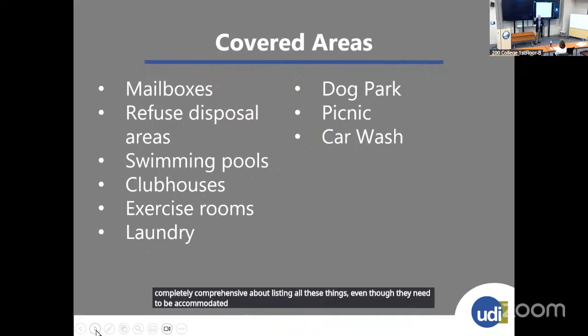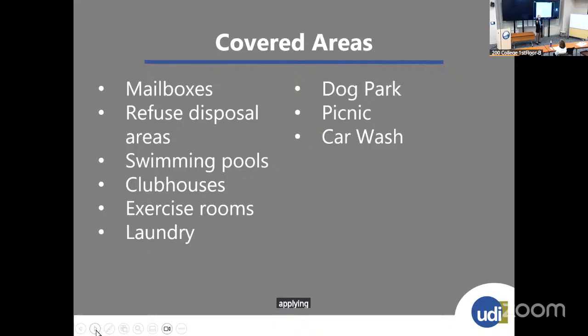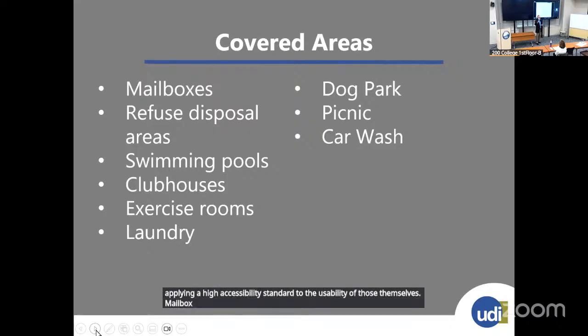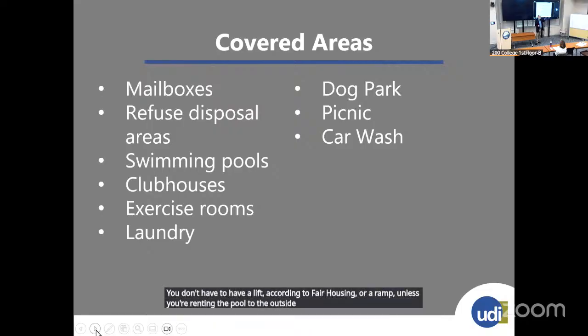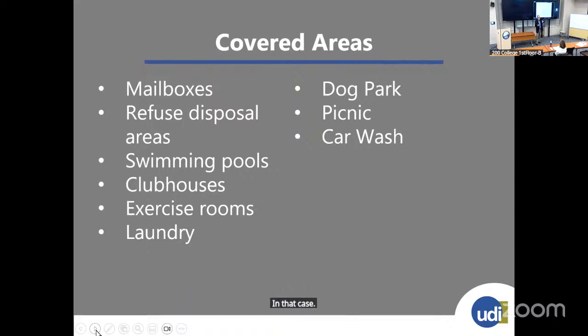And it's great on your access up to them and into them, not always applying a high accessibility standard to the usability of those themselves. Mailboxes is an exception, we'll talk about that. Dumpsters is an exception. You have to have access to a swimming pool, but not access into a swimming pool. You don't have to have a lift according to Fair Housing or a ramp, unless you're renting the pool to the outside world. Maybe you have a pool membership. In that case, ADA covers that, and you have to pull that in.